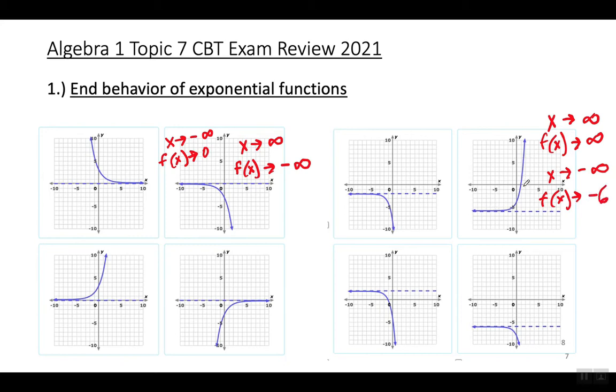All right? As we go to the left, the x coordinates are getting more and more negative, and the y coordinates, or f of x, keeps getting closer and closer to this horizontal asymptote, which is negative 6, but it's never going to touch it.